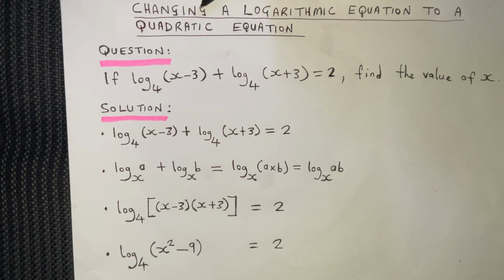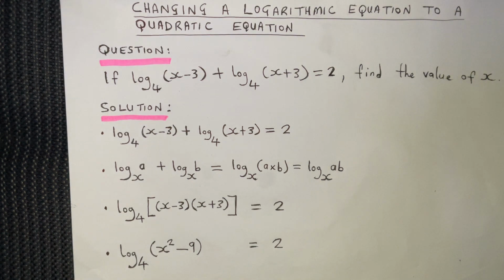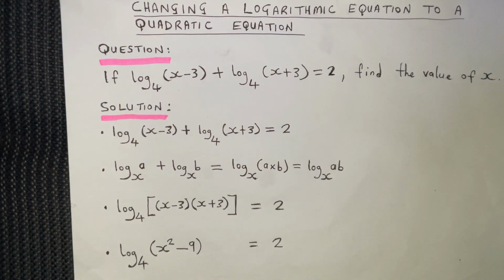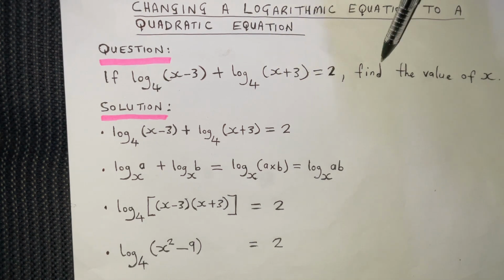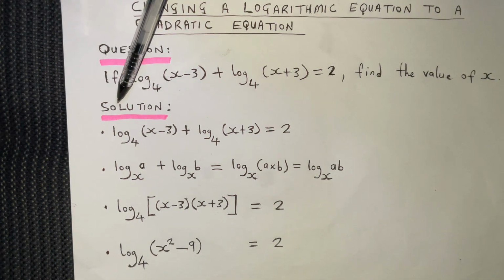So here we've got a question which says, changing a logarithmic equation to a quadratic equation. Okay, we want to change a logarithmic equation to a quadratic equation. The question here says, if log of x minus 3 to base 4 plus log of x plus 3 to base 4 equals 2, find the value of x, right? So let's go to our solution.